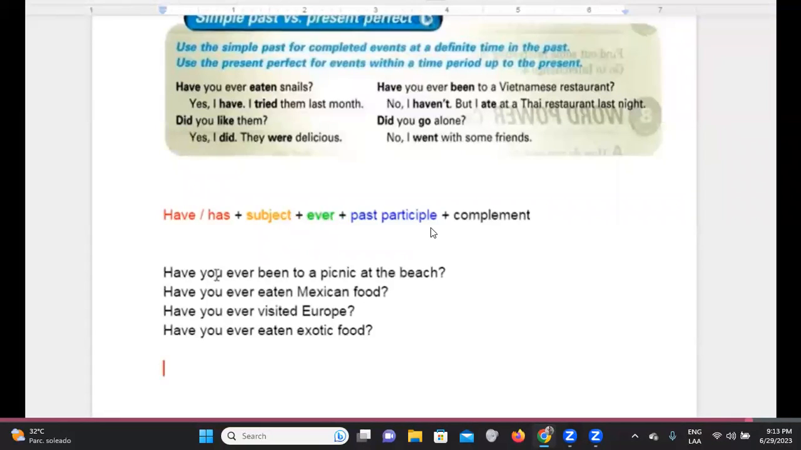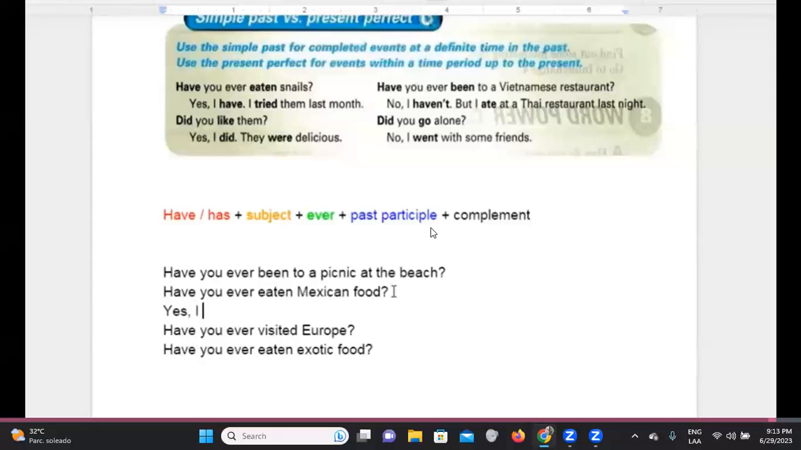As you answer these questions, I would like for you to answer with either yes, I have, and then I want you to tell me that past experience. So similar to the examples that we see on the chart, let's say the question is, have you ever eaten Mexican food? And let's say that your answer is, yes, I have. Then you will tell me where, and how did you like it.